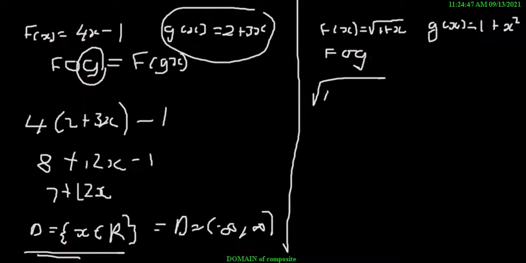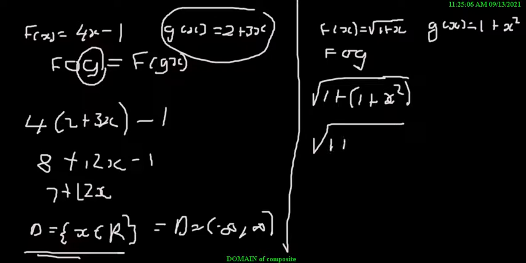It's going to be 1 plus x squared. We can simplify: 1 plus 1 plus x squared is going to be 2 plus x squared.